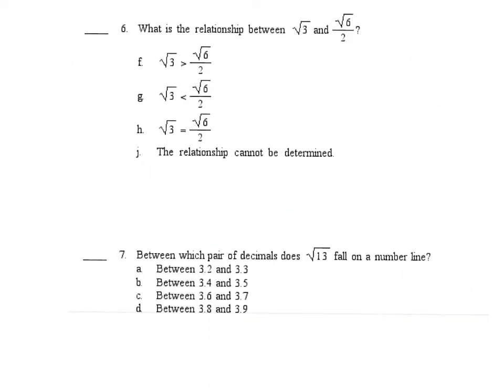Next is, what is the relationship between the square root of 3 and the square root of 6 divided by 2? So we need to solve what these are, and then we can figure out which one's greater or if they're the same. So the square root of 3 is 1.73. This actually means we find the square root of 6 and then we divide that by 2. And when you do that, we would get 1.2247, and it kind of goes on.